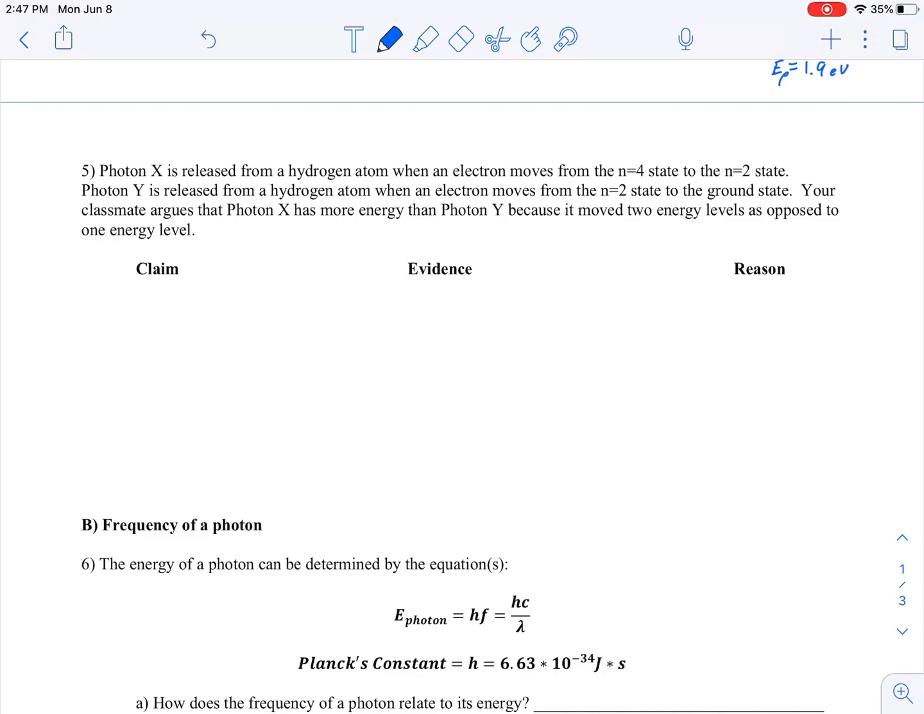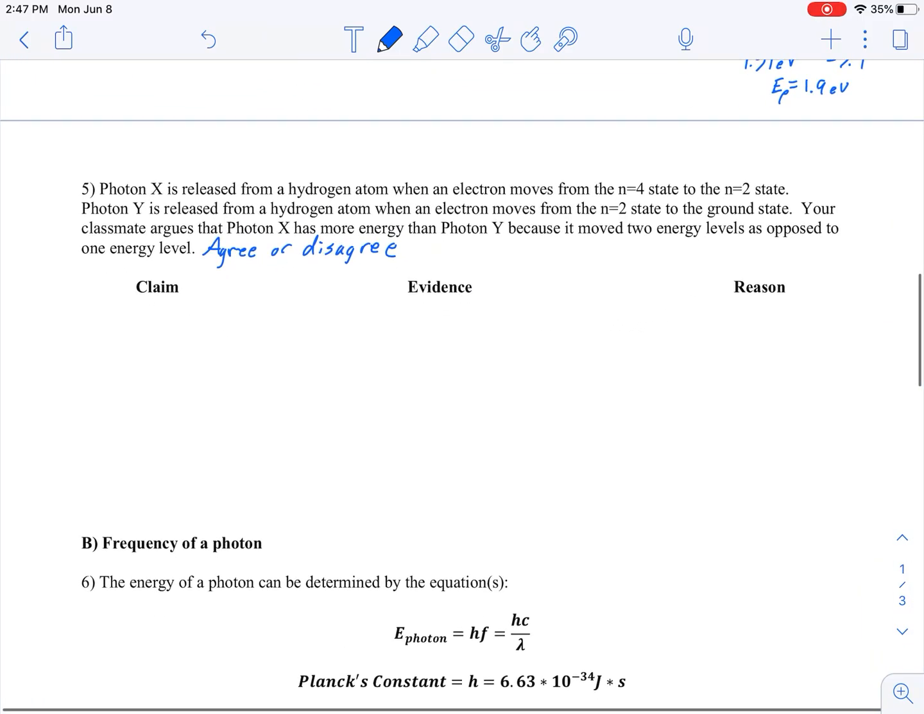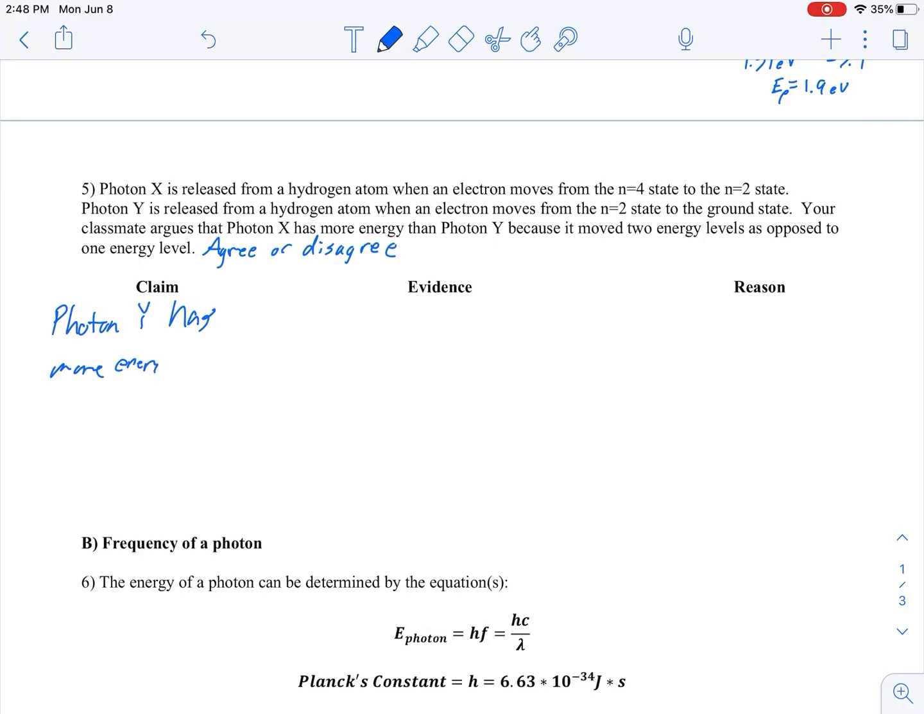I kind of forgot to put the next part in, but basically support or refute, or maybe agree or disagree. I know the answer already. I'm going to make a claim saying that I'm going to be right. I'm going to say photon Y has more energy. That's my claim.